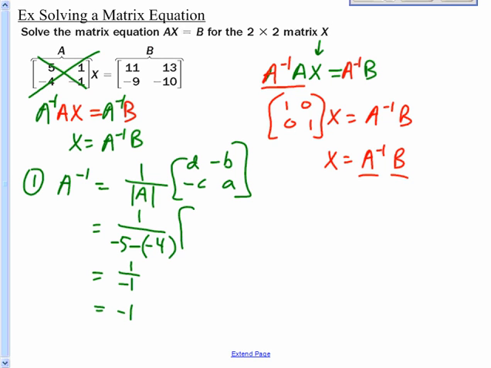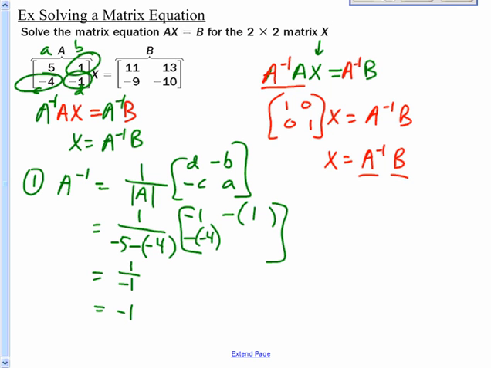Okay, now we have to go D, negative B, negative C, A. And remember, this is A, B, C, D. Okay, so D is -1, -1. Negative B, B is 1, so -1. Negative C, C is -4, so 4. And finally A, and A is just 5. So -1, -1, 4, 5.